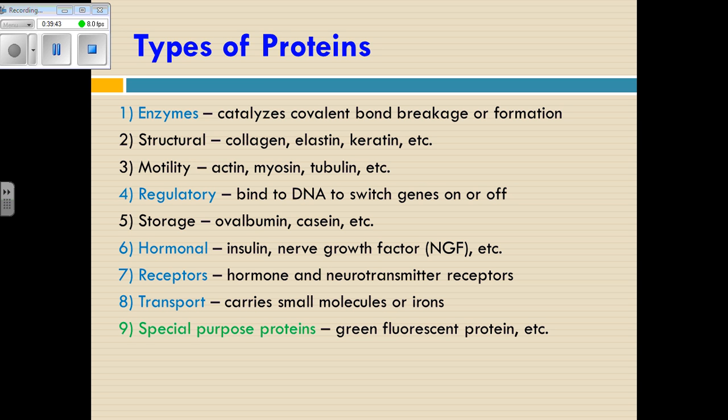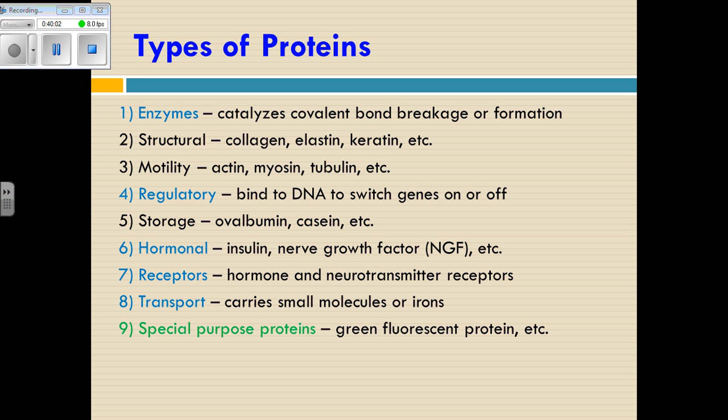Okay, hormonal proteins like insulin, nerve growth factor, those are going to dictate what's going on in your body. Those are messengers for your body, and they regulate your metabolism. Proteins are also the receptors. So if you want insulin to work, your body has to recognize that insulin has been produced, and the cells in your body have to react to that.